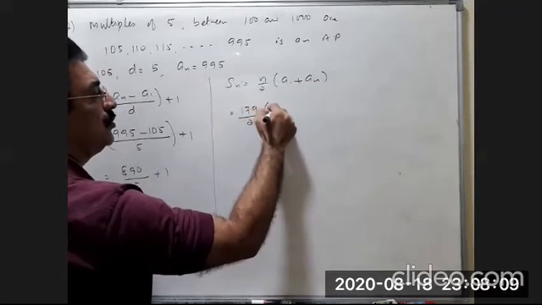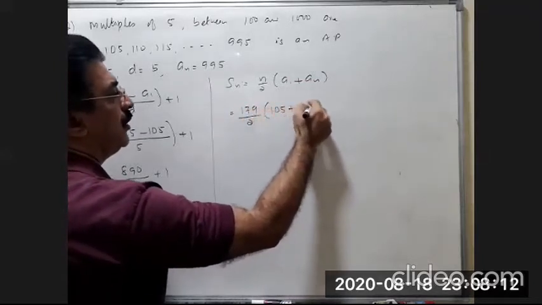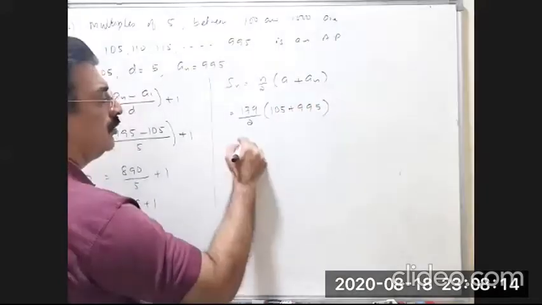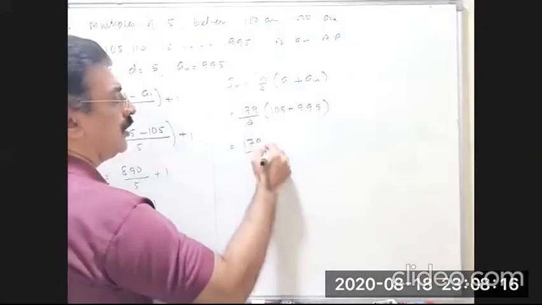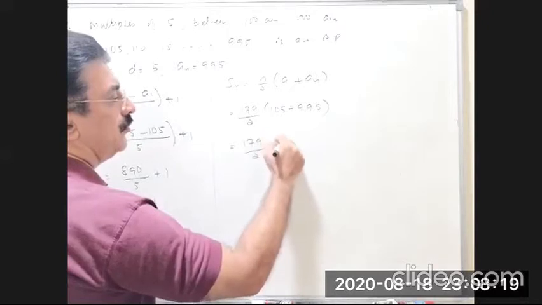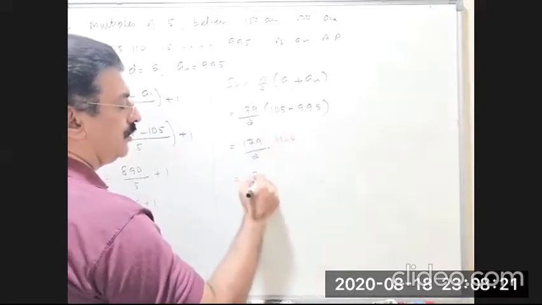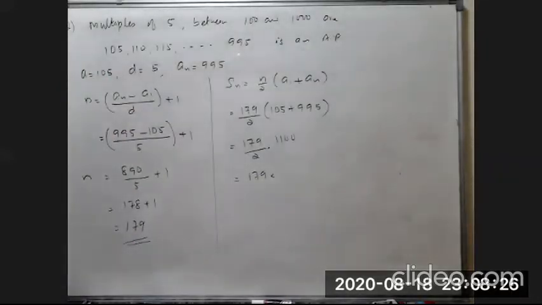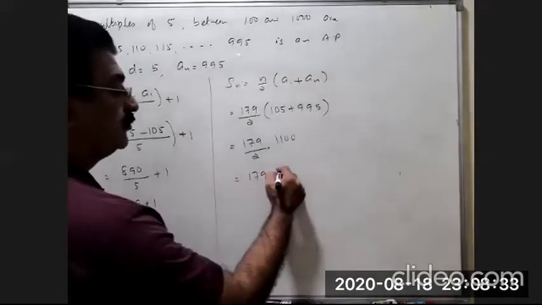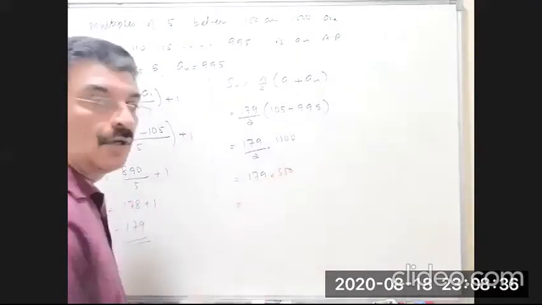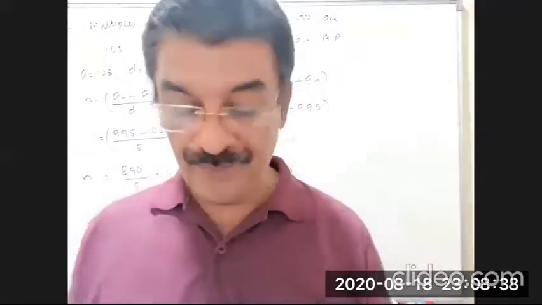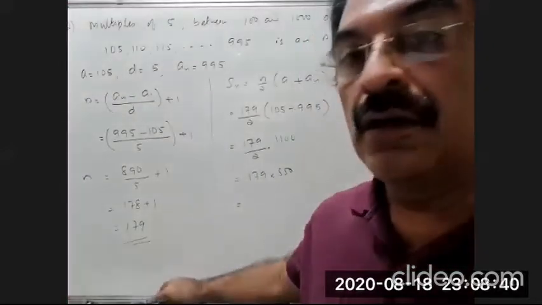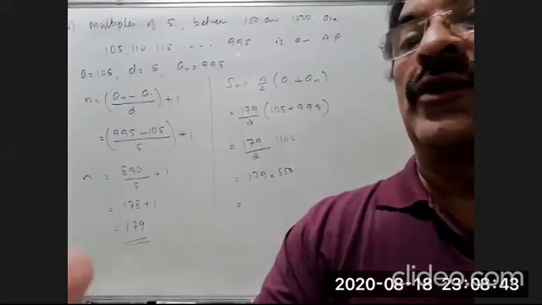179 by 2 into (105 plus 995), 179 by 2 into 1100. 1100, what is half of it? Into 550. Multiply it, we get the answer.